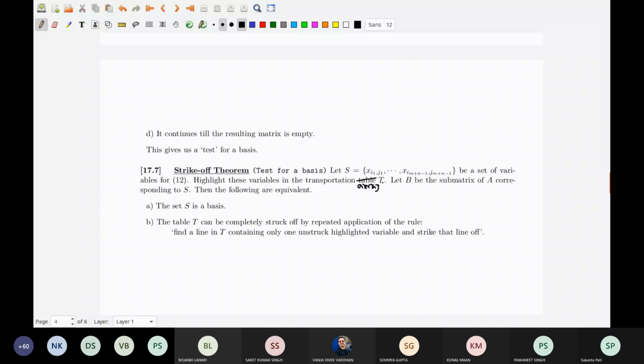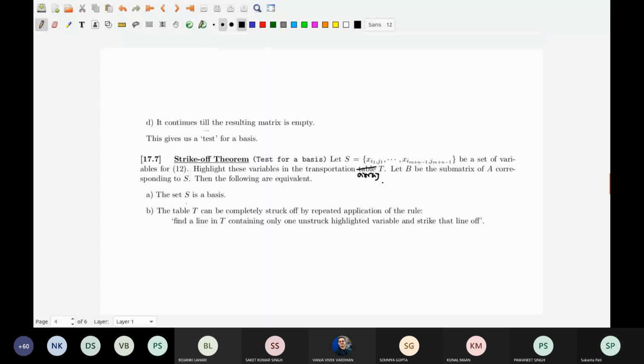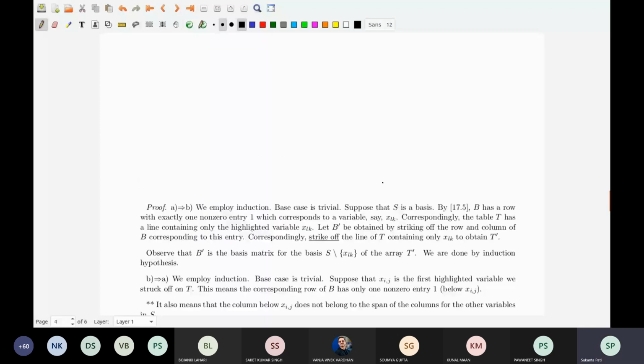S is a basis, and the table T can be completely struck off by repeated application of the following rule. Find a line in T containing only one unstruck highlighted variable and strike that line off. Okay. Before I give the proof of this one, I will show you the example, what it says here.